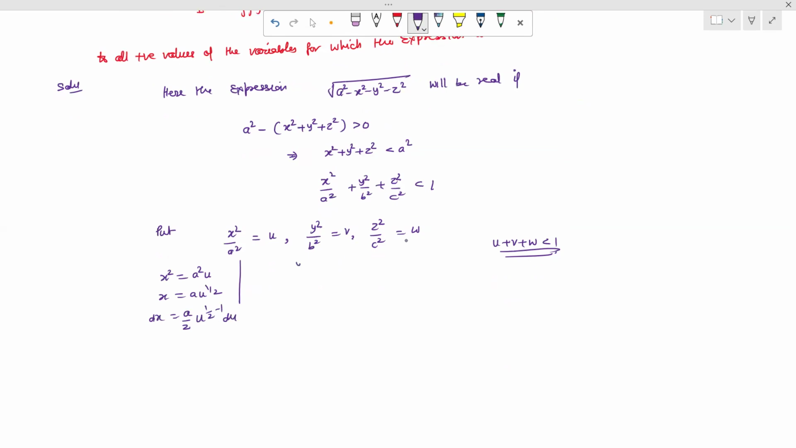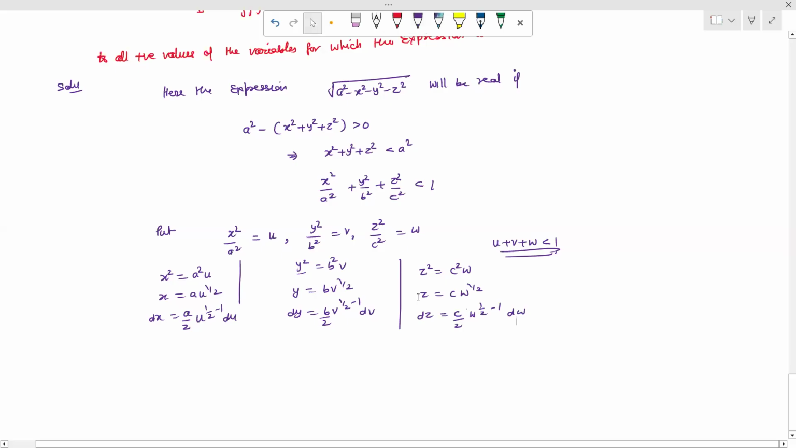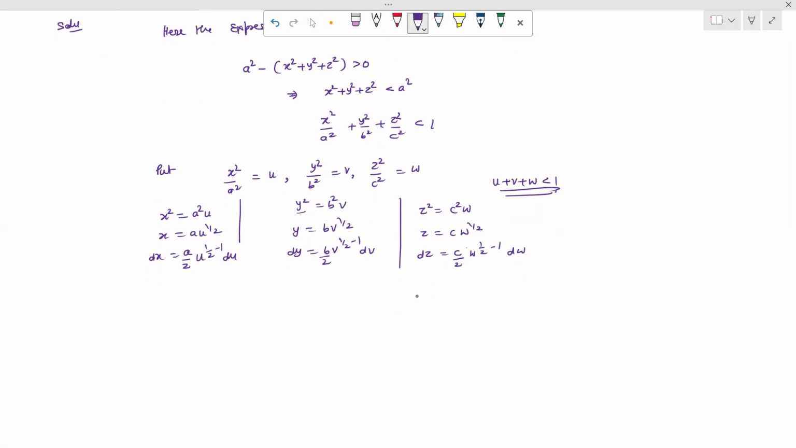Similarly, for y square upon b square, y square equal to b square into v. So y is equal to b into v raised to the power 1 by 2, or dy is equal to b by 2 v raised to the power 1 by 2 minus 1 into dv. Similarly, z square equal to c square w, so z equal to c w raised to the power 1 by 2, and dz equal to c by 2 w raised to the power 1 by 2 minus 1 into dw. After doing these things, we can move to the integration.